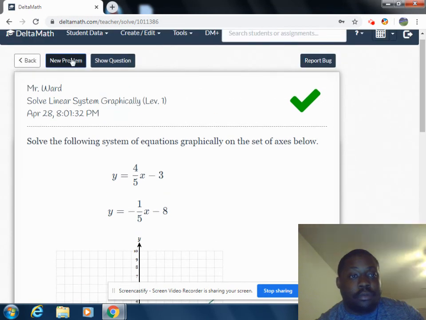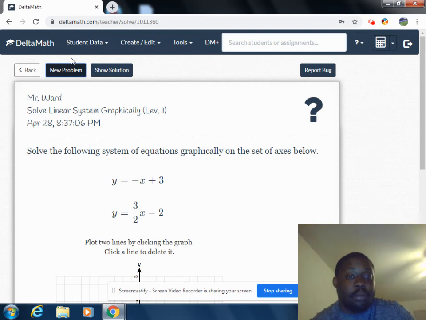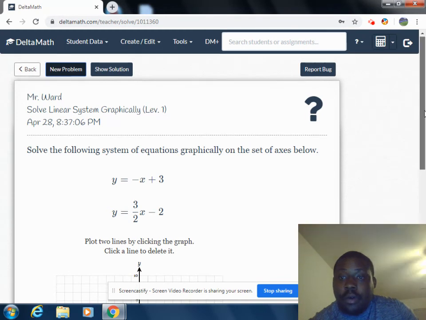Okay. If that's possible. Sometimes you might get two lines where they're parallel and they'll never cross. Okay, we'll try to see if we can get an example like that. Okay, so here's the second example.